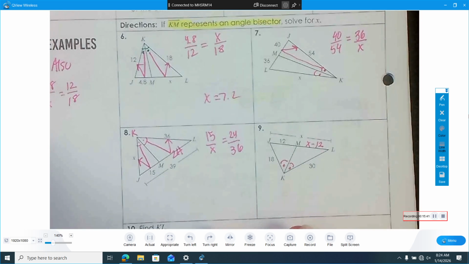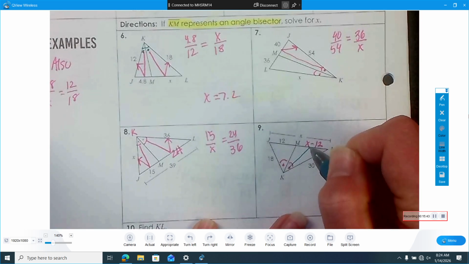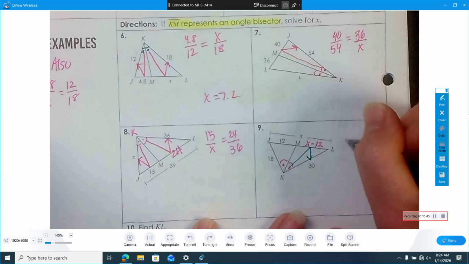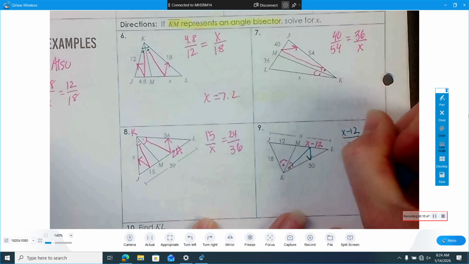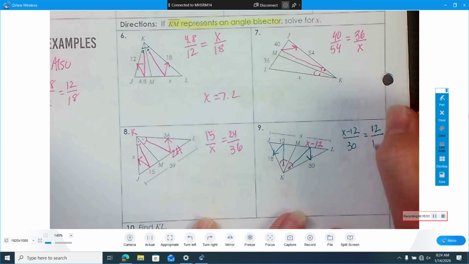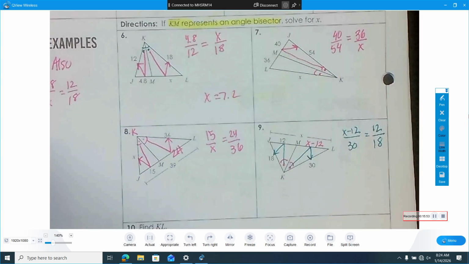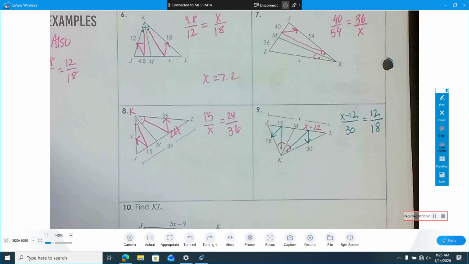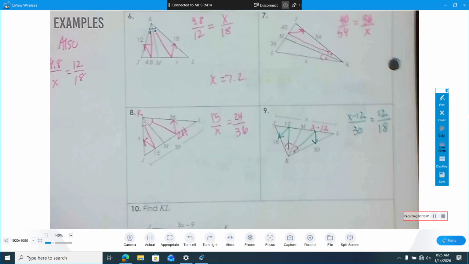So once again, I can set this up using my little bounce method. So X minus 12 over 30 is equal to 12 over 18. And again, you can cross multiply and distribute and solve. Do I need to do that one, or are you good? Okay, great. I just want to understand how to subtract that. Yeah, that was a good question.